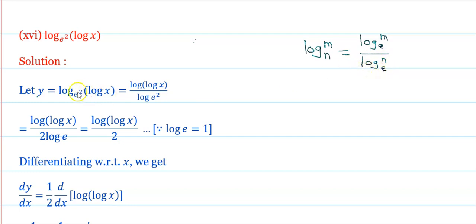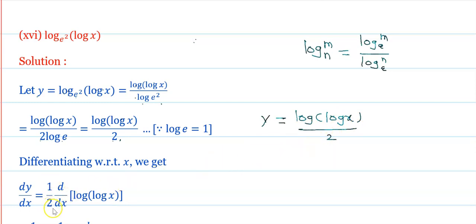Similarly, here we'll change the base. Log of log x upon log of e square. Log of log x upon log of e square means what? Again, we will take the 2 out. Therefore, it will become 2 times log of e, and here the base is e. Log of e to the base e is 1. 2 into 1 is 2. Log of log x upon 2. And hence, you have y is equal to, log of, in bracket, log x, divided by 2.